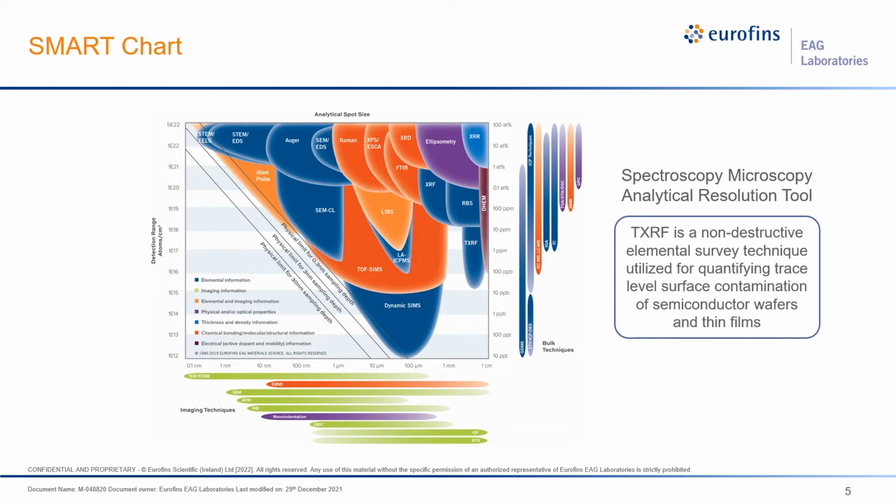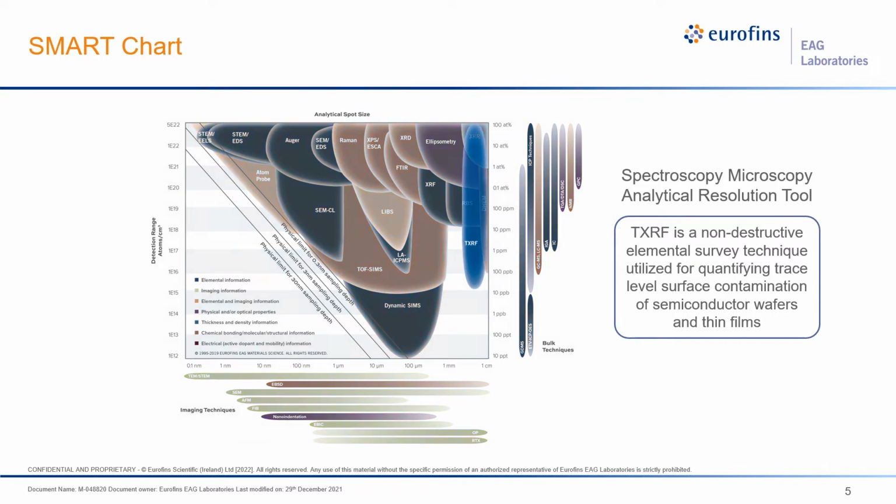In the bottom here, mostly in green, are our imaging techniques. These have a specific analytical spot size they're capable of, but tend to give results in a different dimension. And on the right here, we have our bulk techniques, which tend to not have a fixed analytical spot size, but do have a specific range that they can characterize in the concentration, where we can see something like GDMS goes down to 10 parts per trillion.